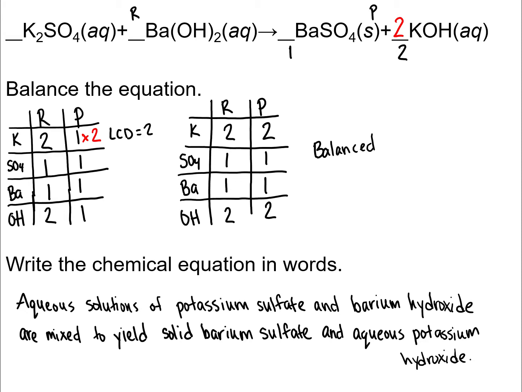Sure, I'll repeat the whole thing. So the first part, we have our reactants, aqueous solutions of potassium sulfate and barium hydroxide. With the yield arrow, we don't see anything special, so we're just going to say that they're mixed to yield. Then we've got this solid barium sulfate. That's a precipitate. We said that this is a double replacement reaction, so we are bound to see some kind of a solid form along with a new aqueous solution. And the other product is aqueous potassium hydroxide.